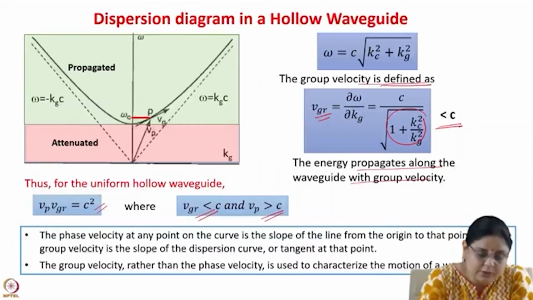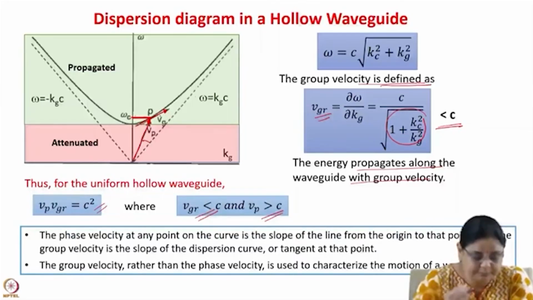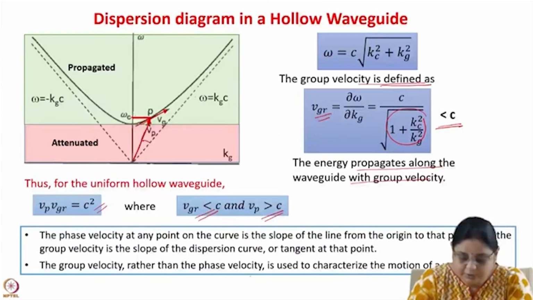Okay, so the phase velocity is given by the slope of this line, whereas the group velocity is given by the slope of the curve at that point. So you can see here the phase velocity is always greater than c, whereas the group velocity is always less than c. The group velocity rather than the phase velocity is used to characterize the motion of the wave packet.